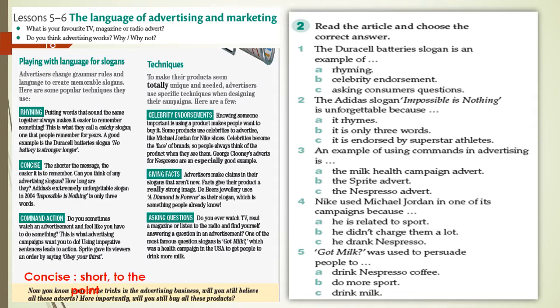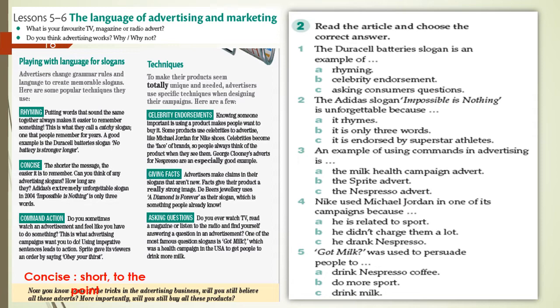Number 2, concise. The shorter the message, the easier it is to remember. Can you think of any advertising slogans? How long are they? Adidas' extremely unforgettable slogan in 2004, Impossible is nothing, is only 3 words. Impossible is nothing. This is for Adidas. This is short. That's why we call it concise.